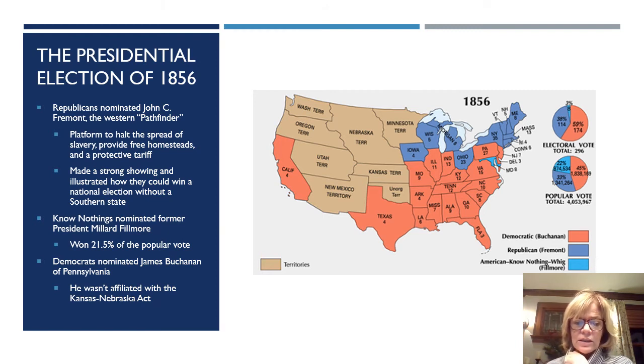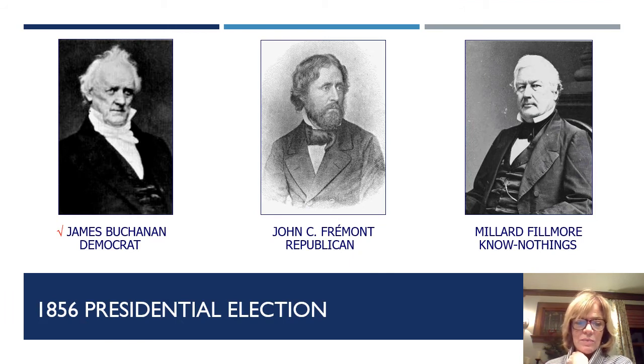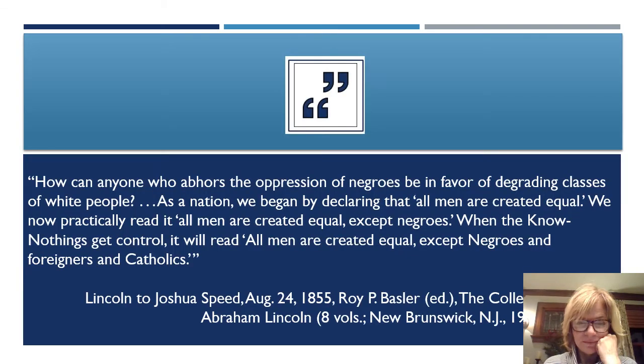The Democrats nominate John Buchanan of Pennsylvania. He was kind of a moderate, and he didn't really take a stand one way or another with the Kansas-Nebraska Act, so he wasn't a controversial figure. So what happens, again, the Republican Know Nothing vote was split, and the Democrats vote James Buchanan in as president in 1856.